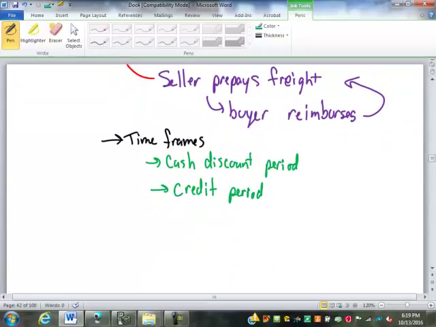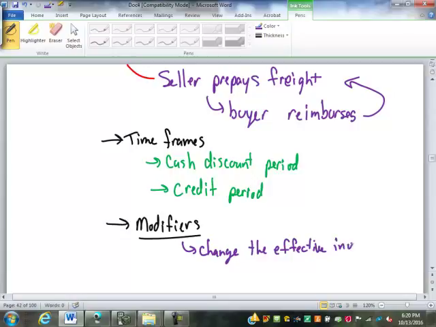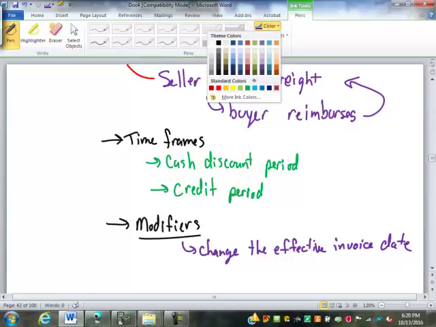And then also in our terms of sale, there are going to be modifiers. Modifiers change the effective invoice date. And we will look at those when we come back.